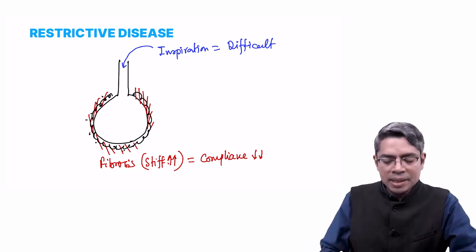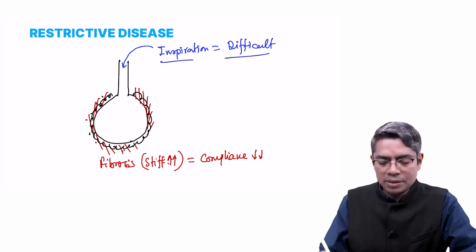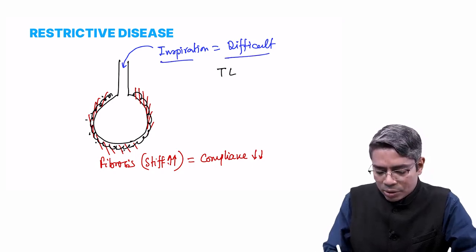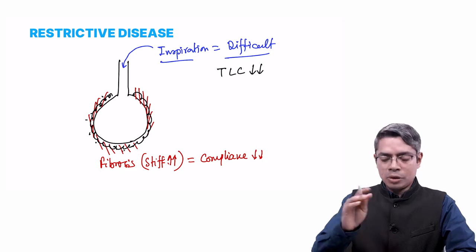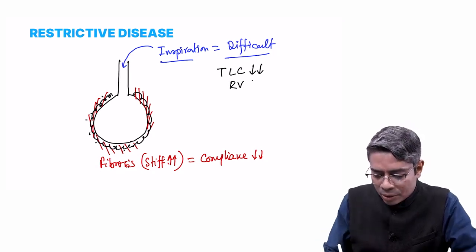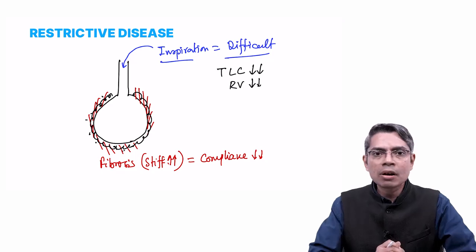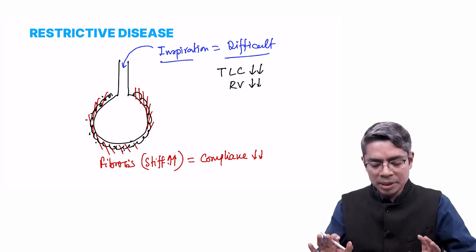Now, if the person is having difficulty in full inspiration, what will happen to the TLC, total lung capacity? Obviously, the total lung capacity has to be reduced. Not only that, the residual volume can also be reduced in this condition. Got it? So this is typical of parenchymal restriction.